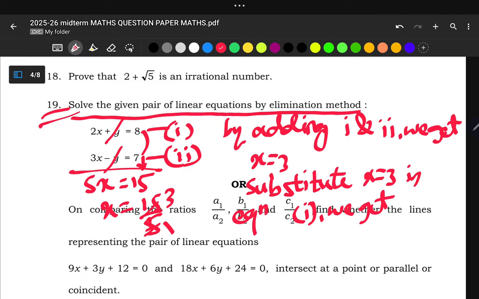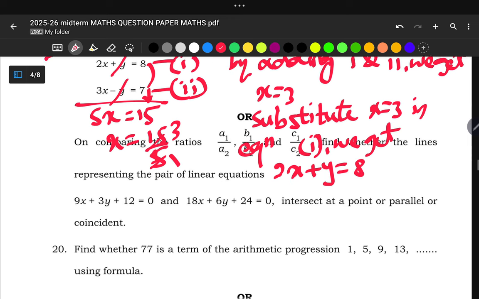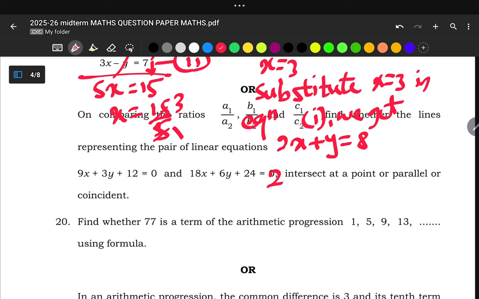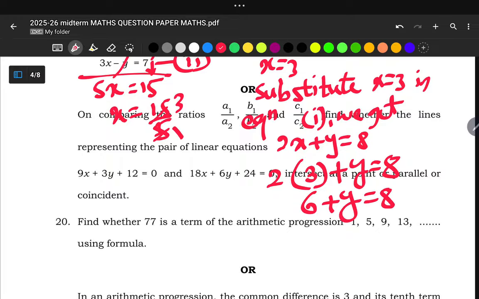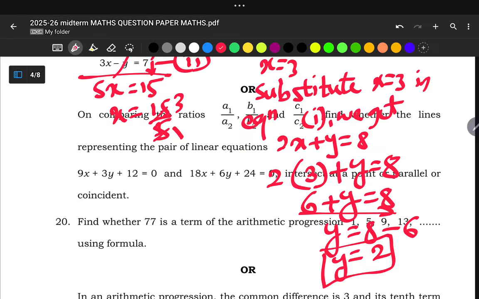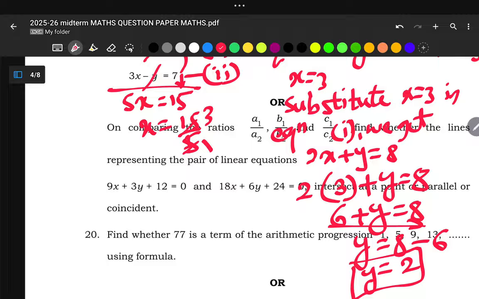What is equation 1? 2x plus y is equal to 8. By putting the x value in the equation, it means 2 times 3 plus y is equal to 8. So 2 threes are 6 plus y is equal to 8. Therefore y is equal to 8, transpose 6 to the right side and it becomes minus 6. So 8 minus 6 equal to 2. Now y is equal to 2. These are the solutions. It means the x value is 3, y is equal to 2.